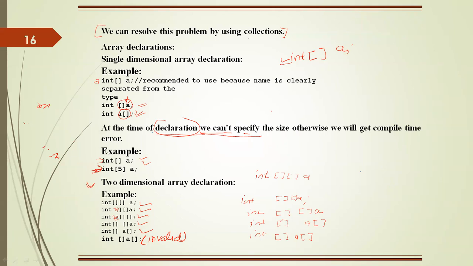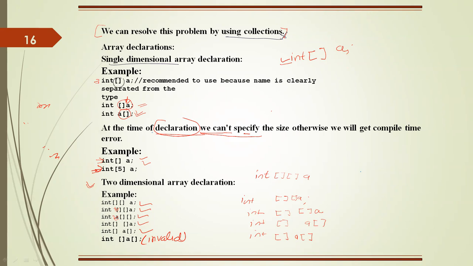We can resolve this problem by using collections, right? Like increasing and decreasing the size. Also, arrays are homogeneous, which is nothing but the same type of data you can store inside the array, not a database.